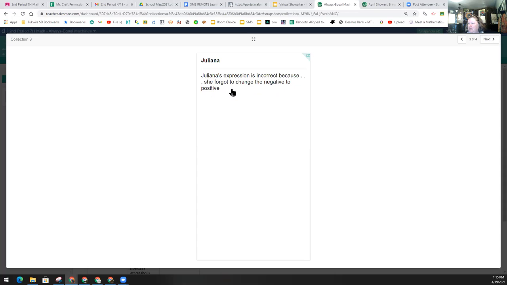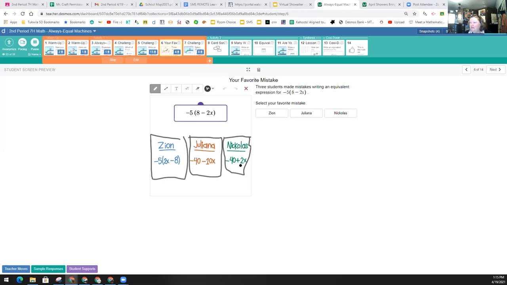Elaine picked Juliana. Juliana's expression is incorrect because she forgot to change the negative to a positive. So what Elaine's pointing out is when Juliana multiplied that negative 5 times that negative 2x, she got 10x. She just left it as a negative. And then our last response from one of you was, we have Hector who picked Nicholas. And Hector said Nicholas's expression is incorrect because he didn't multiply the other number. So if we go back and take a look and keep that in mind, you can see that Nicholas only multiplied the 40, but not the 2. And somehow also turned that into a positive 2x.